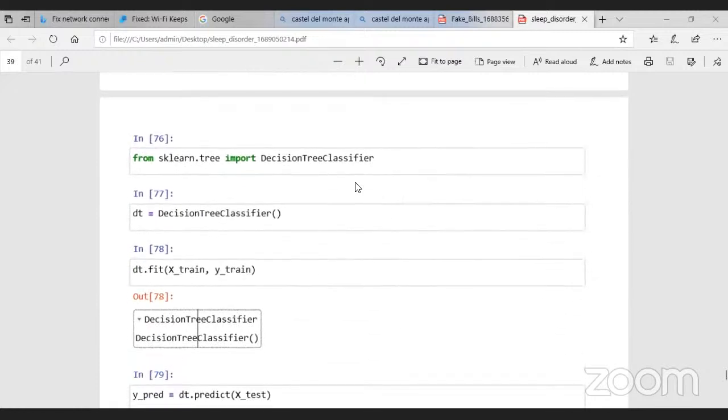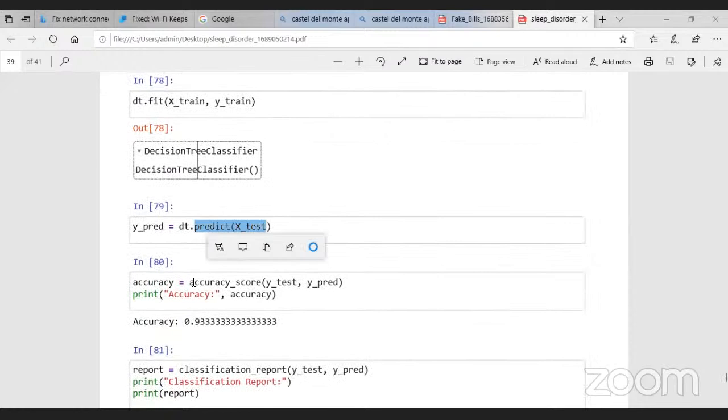Similarly, I can put in a different model, like decision tree, same thing: call decision tree, pass it your training data, then try to predict and check the accuracy.